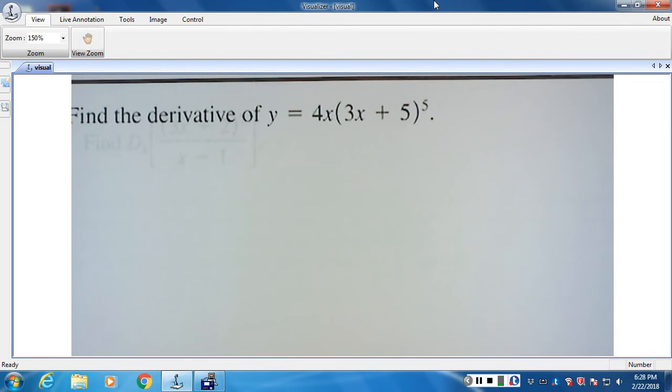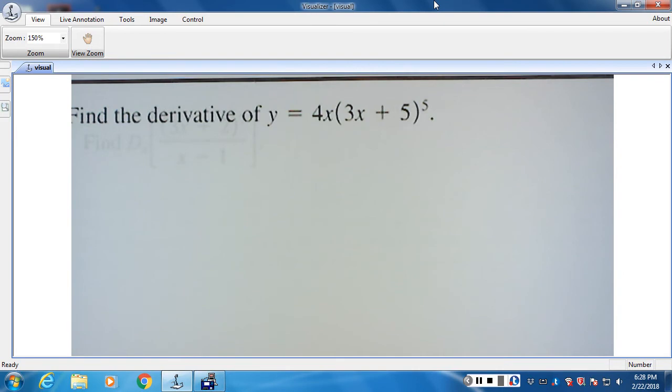Okay, now this one is a little bit more complicated. Just a tad more complicated. Because when you look at that, do you see the chain rule? Do you see where the chain rule is going to have to be used? Yeah. But is that the only rule we have to use? No, we also have to use what else?